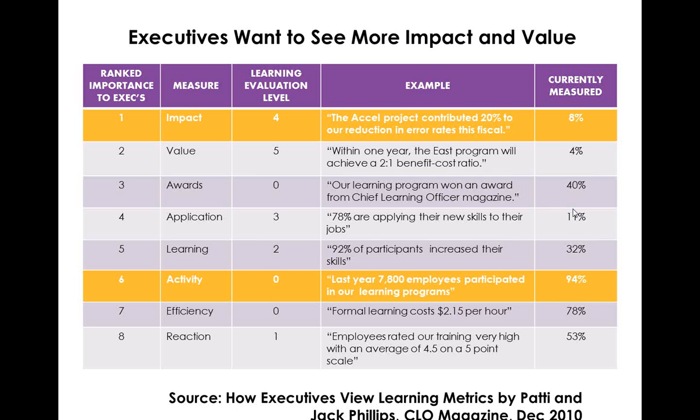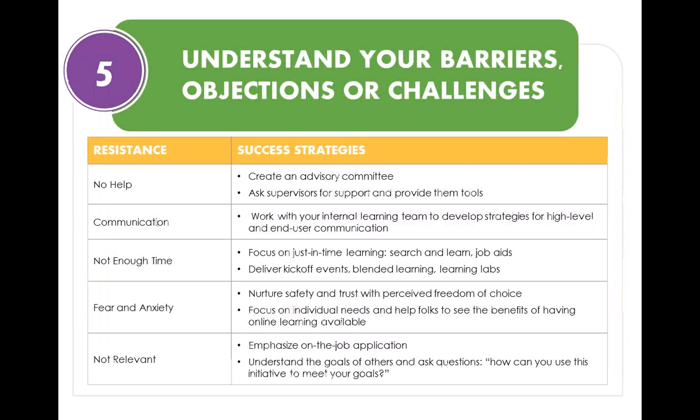The second most important to executives is value. Only 4% of organizations are getting there. Activity: 94% of organizations measure activity, but it's unimportant. Ranked sixth. So there's a big disconnect between what a lot of learning professionals are actually measuring and what matters, and we've got to change this. We have to start really thinking carefully about how to measure the impact if we want senior leadership to really get behind what we're doing, which gets to this next slide, understanding barriers, objections, and challenges.